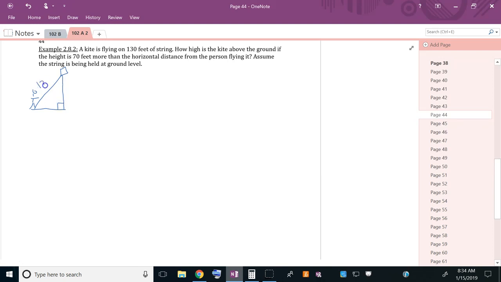So this kite string is 130, and again, we'd like to know how high is that kite above the ground if that height is 70 more than the horizontal distance. So if I call this x, this is x plus 70. We do have a right triangle here, so that means I'm using my Pythagorean theorem, a squared plus b squared equals c squared. Remember, c is the hypotenuse, the side opposite the right angle. So here it's x plus 70 quantity squared equals 130 squared.